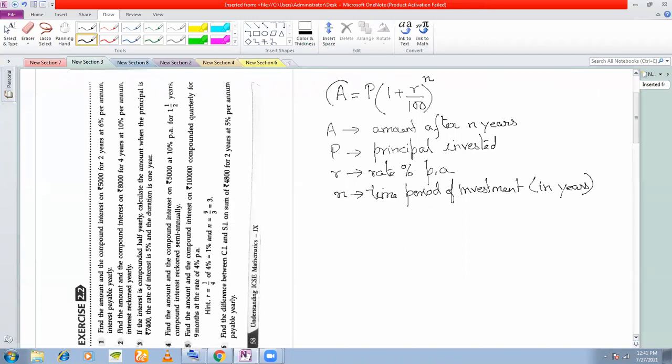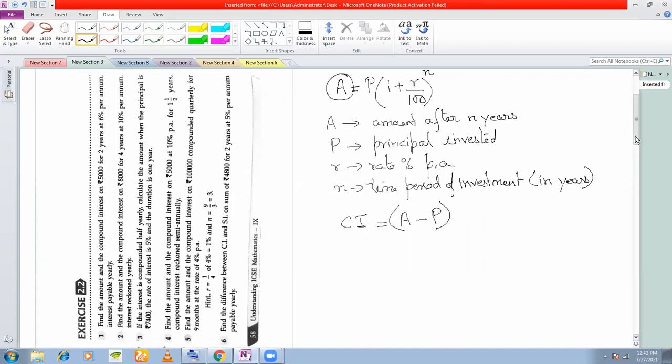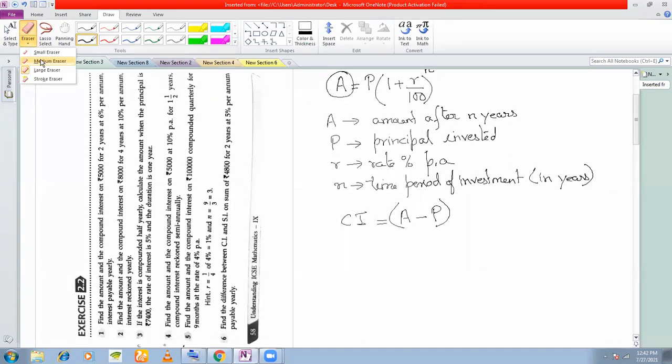Once you have calculated the amount after n years, the interest that you get, CI, compound interest, will be equal to the amount after n years minus the principal that you have invested. If you invest 1000 rupees and get 1100 rupees after 5 years, then the compound interest is 1100 minus 1000, which is 100 rupees. This is just a recap of what you have already done. So with this, let us start with the problems.